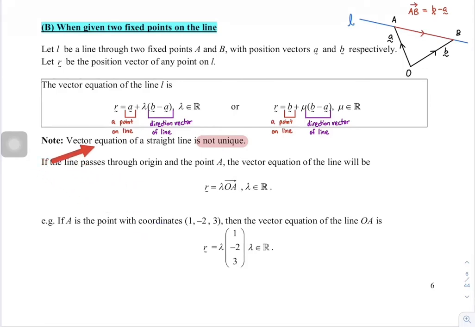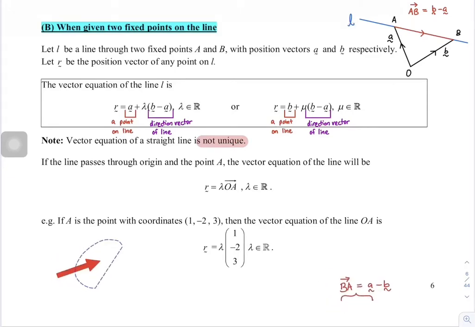Do note that the vector equation of a straight line is not unique. As you can see here, this same line can be represented in this form and also in this form. In fact, there are many more variations for the vector equation of this same line.